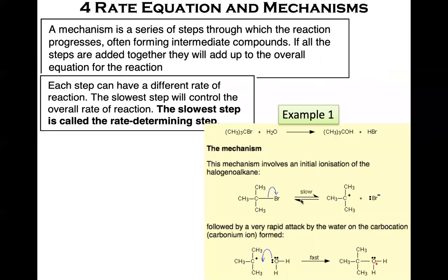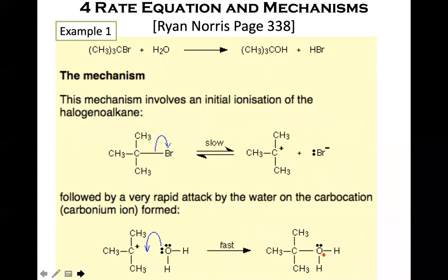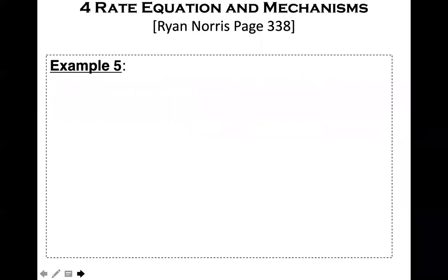Now, this example is a unimolecular SN1 because I only have one species in my slow rate determining step. That is how I memorize my SN1 and SN2. I don't memorize it as SN1 is usually for tertiary, SN2 is usually for primary. I memorize it by looking at the mechanism. Slow step, there's only one species, unimolecular, therefore SN1. Okay, now looking at example 5.